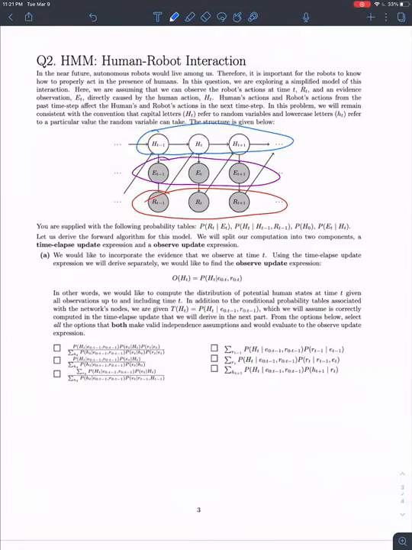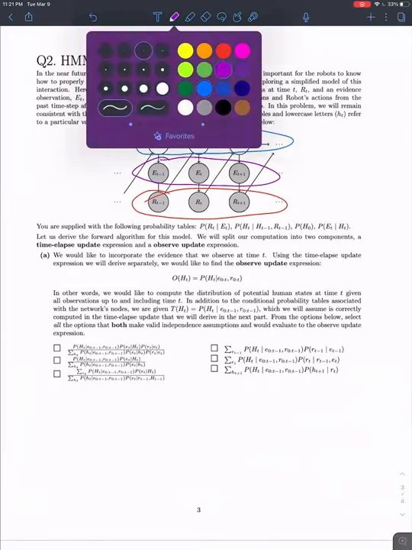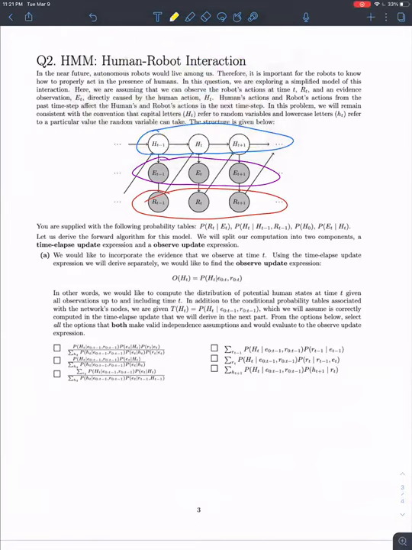And what happens is, given what the human did previously, and the robot's previous action, both of those inform what the human does next. So we have, let's draw it in yellow, this arrow here, and that looks terrible.